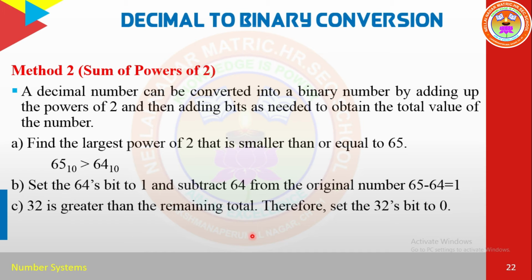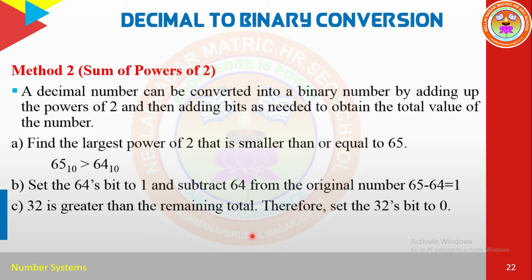Option A: find the largest power of 2 that is smaller than or equal to 65. The given number is 65. Now we are going to find the largest power of 2. That is 2 power 0, 2 power 1, 2 power 2, 2 power 3, 2 power 4, etc. This is useful to find the largest power of 2 that is smaller than or equal to 65. So which one is the largest power of 2 less than or equal to the particular value? Because here our question number is 65.